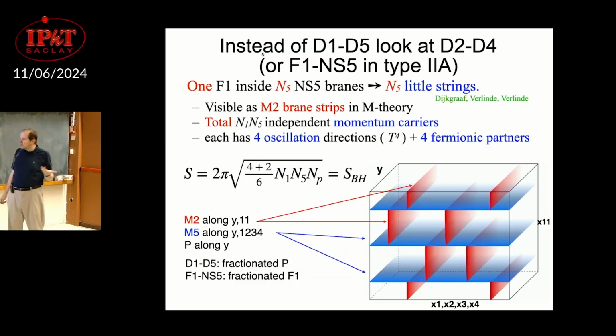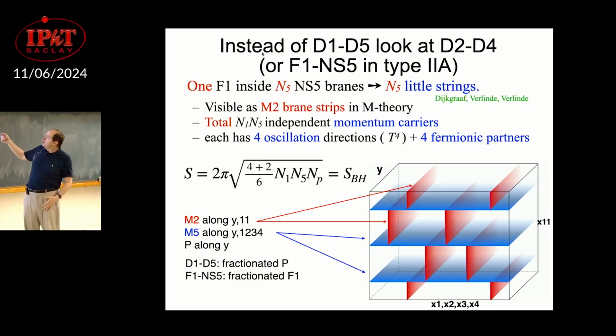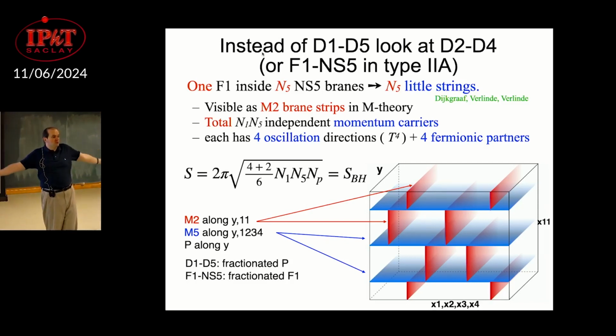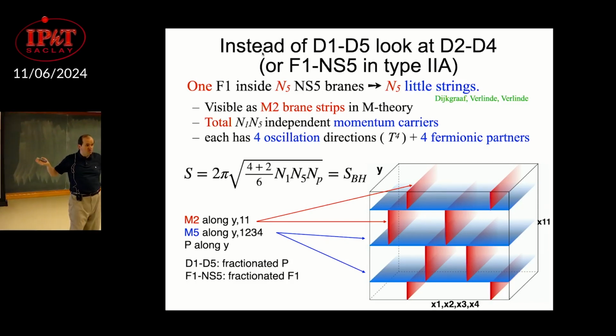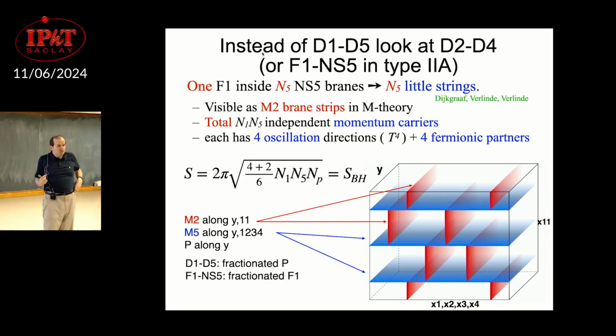So then we said, okay, instead of looking at a D1, D5 system, look at D2, D4. It's a T-dual system, right? It's not harder than D1D5, but somehow its properties are fundamentally different. Somehow the way fractionation happens and the way the entropy of the black hole comes about is fundamentally different and seems to be much more friendly with supergravity.